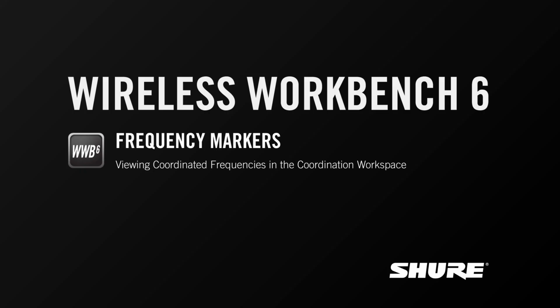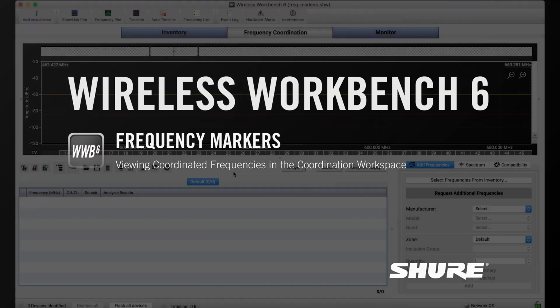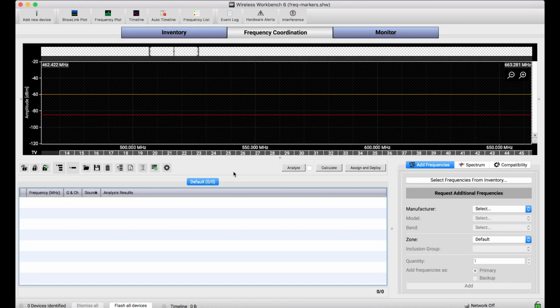In this video tutorial, I'll talk about frequency markers, the tool that you can use to view coordinated frequencies in the frequency coordination tab of Wireless Workbench. Wireless Workbench has a lot of tools in the frequency coordination tab. It enables you to input a ton of RF information about your environment, as well as a lot of different types of systems to find compatible frequencies for your entire wireless rig.